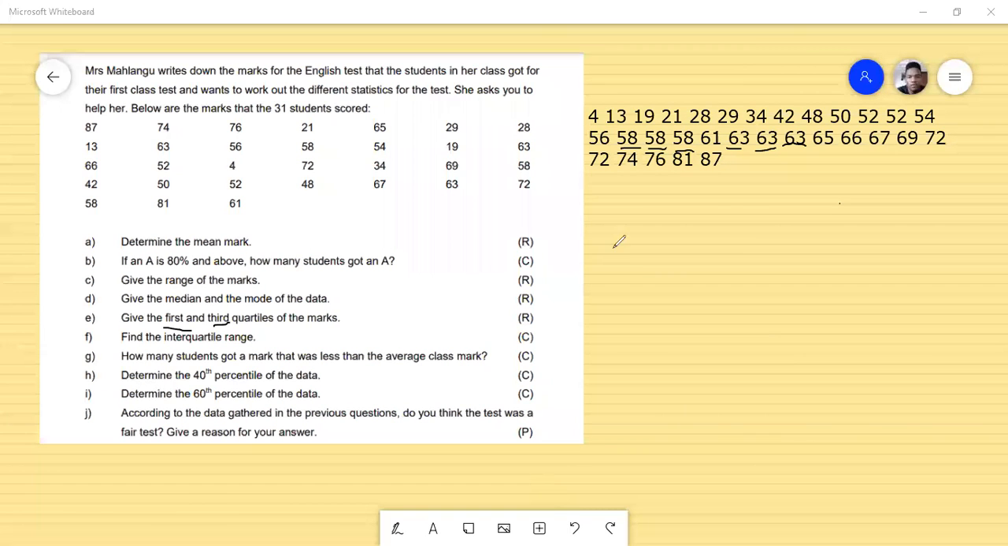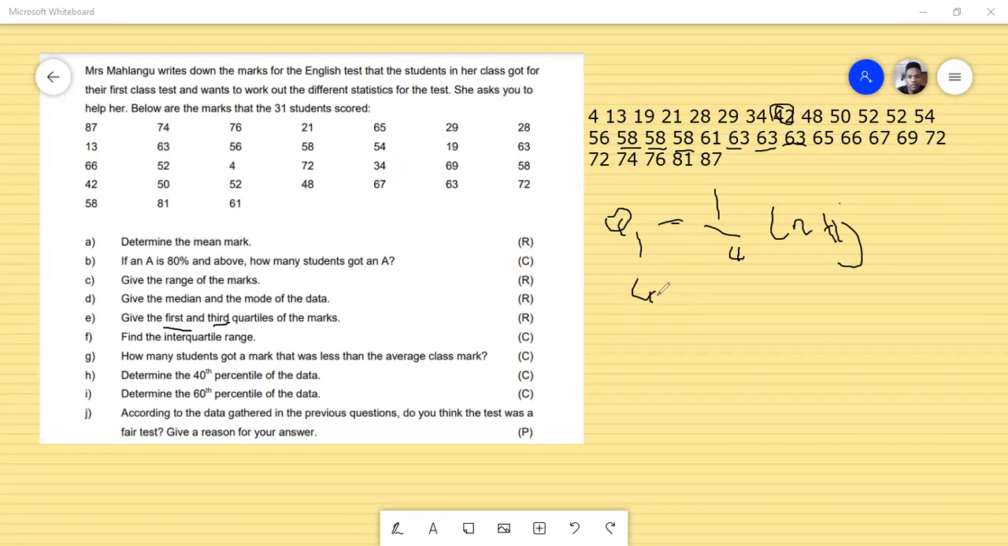So now for Q1, we know that it is given by what? By a quarter, right? And n plus 1. So n, already we know that it is 31, so it's 31 plus 1, which is 32. 32 multiplied by 1 over 4, that is going to give us 8, right? So it means position 8 here, that is Q1. So it will be 1, 2, 3, 4, 5, 6, 7, 8. So it's actually 42, right? So the value of Q1 is 42. I hope that makes sense.